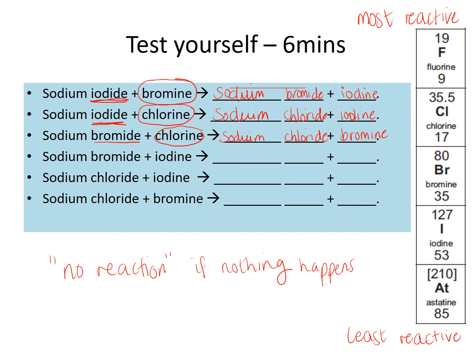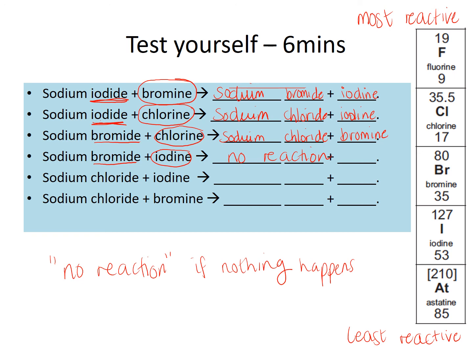Right, next question, we have some iodine and we've got some sodium bromide, and we need to see if the iodine can displace the bromide. If I look at my list of halogens on the right, I can see that bromine is above iodine, so bromine is actually more reactive. Iodine is less reactive, so it cannot displace the bromide, so no reaction happens here. So we can just write no reaction.